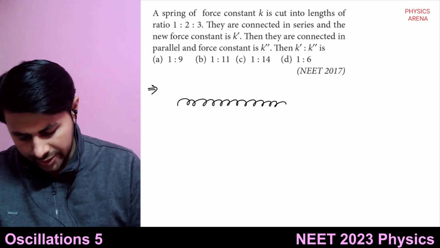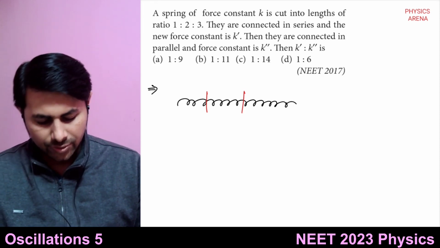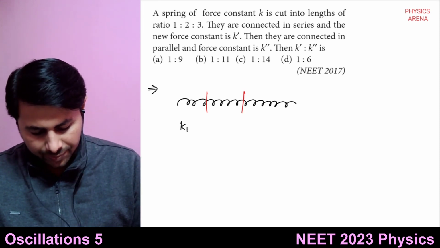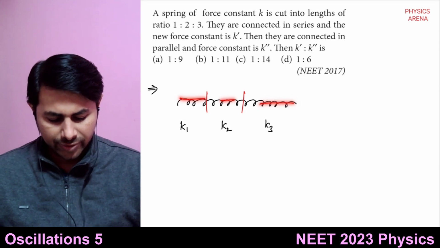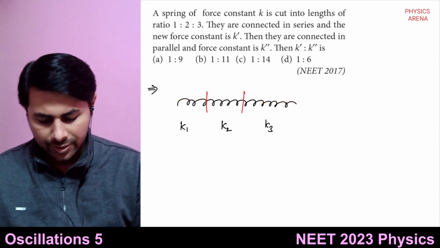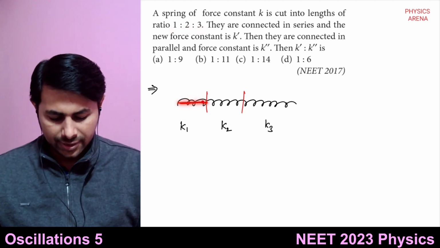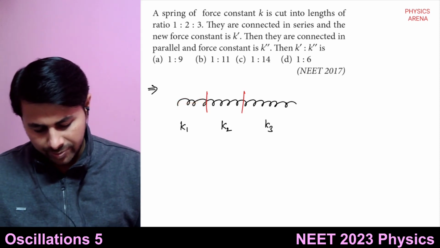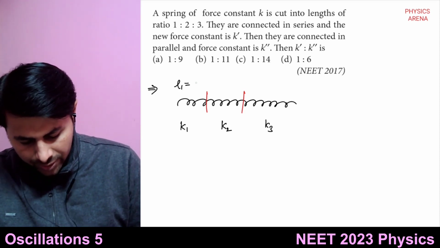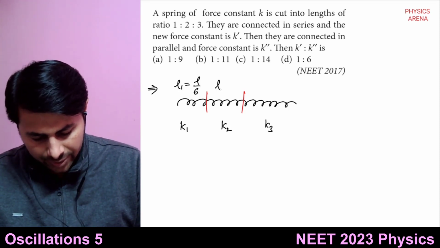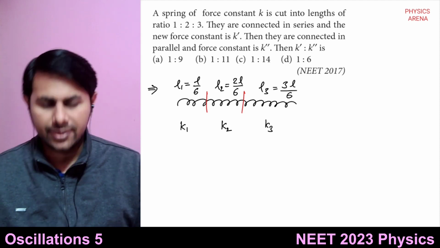So this is your spring. You cut it in the ratio 1 is to 2 is to 3. So this is K1, this is K2, this is K3, the spring constants of each piece. How much will be K1? Add these, 1 plus 2 plus 3 is 6, so this length is 1 by 6th. You can say L1 equals L by 6, L2 equals 2L by 6, and L3 equals 3L by 6.